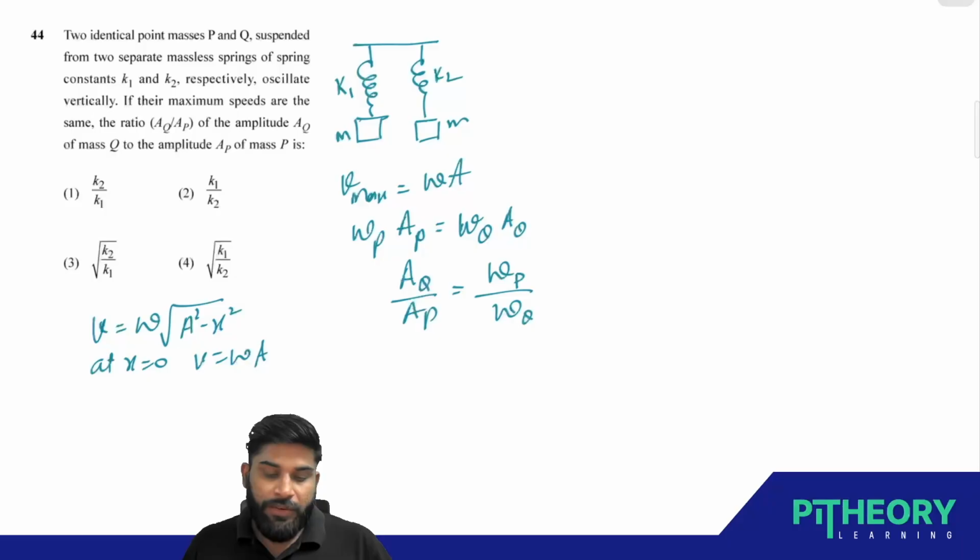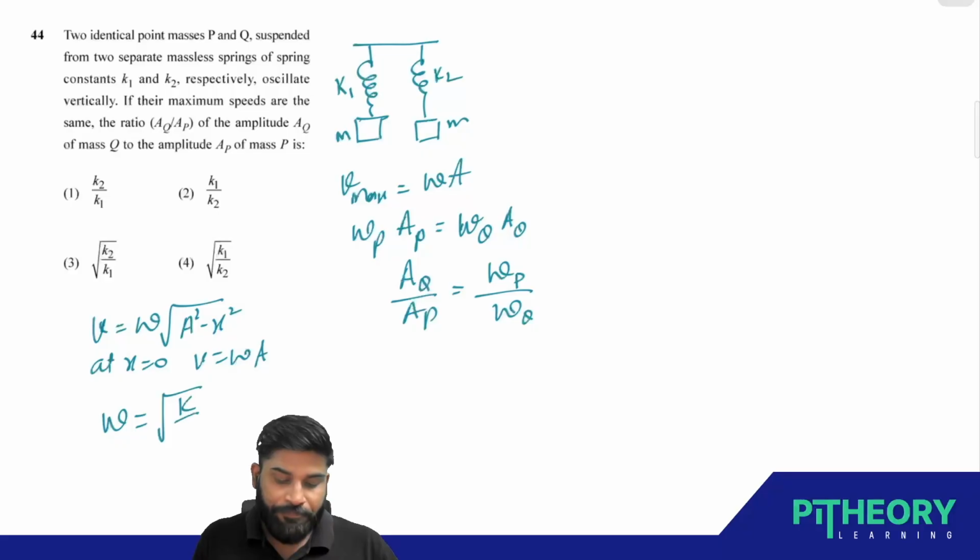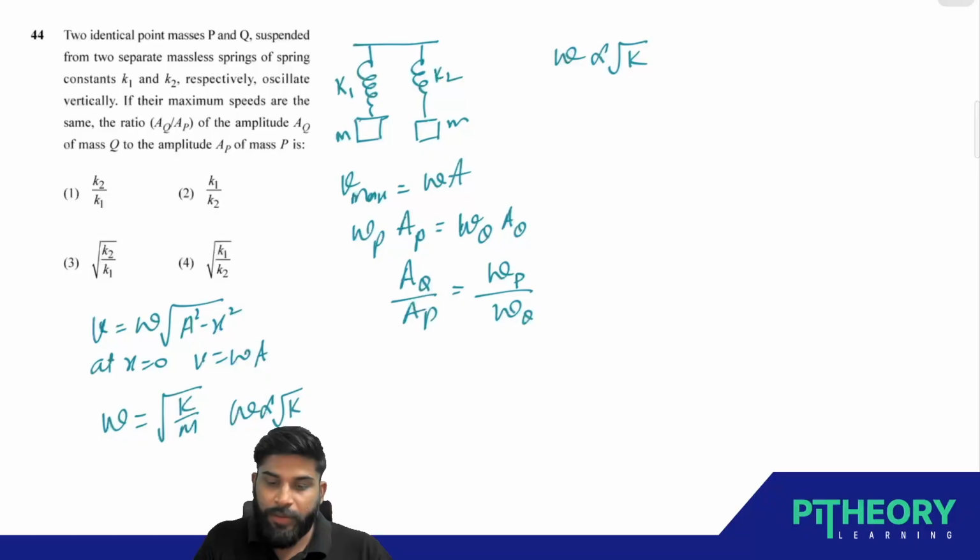For this we have to go with the angular frequency relation. We have omega is equal to root k by m. Correct? So if I find the ratio here, omega is root k by m. Since mass is the same, you can take omega is proportional to root k. So if I write omega P by omega Q, what are you going to get?